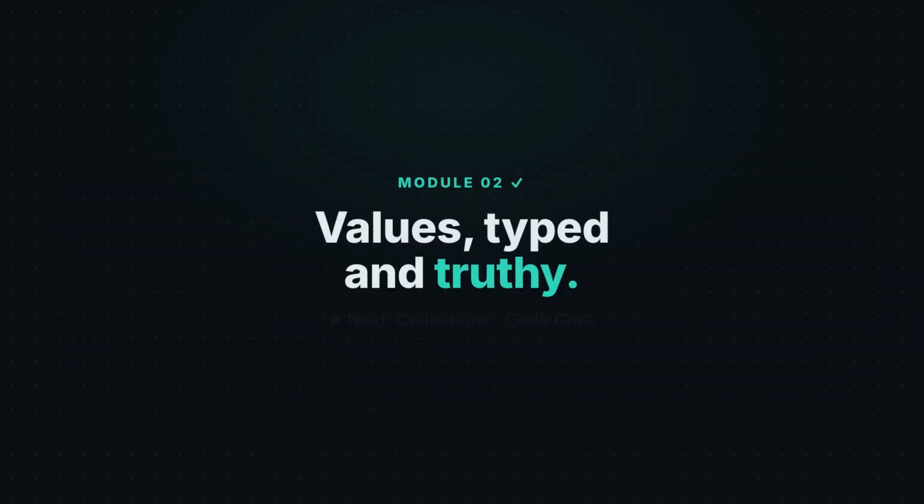And that's values and variables. You know the core types, you know a name can hold anything, and truthiness is yours now. Next time, collections, lists, dictionaries, and friends.